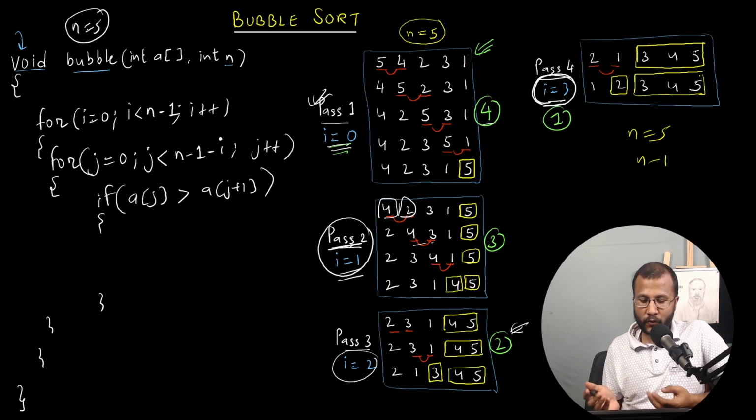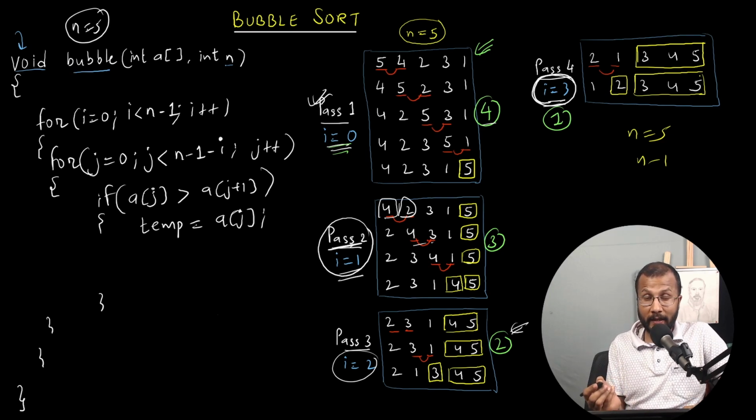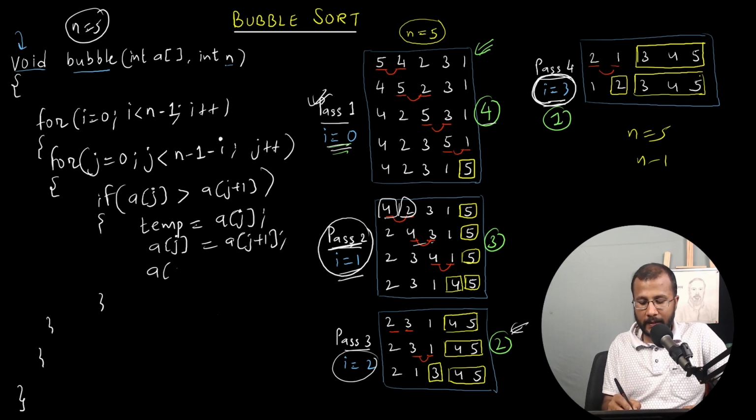Now to swap these two numbers, it's very simple. First of all, I'll store the element at jth index in a temporary variable. So I'll have this temporary variable wherein I'll be storing the element at a[j]. Now as I've already copied the content of a[j] in temp, I can store the element at index j plus 1 to a[j]. So I'll write a[j] equals a[j+1]. And now I'll copy into a[j+1] the temporary variable, temp. So these three lines will swap the values of a[j] and a[j+1].